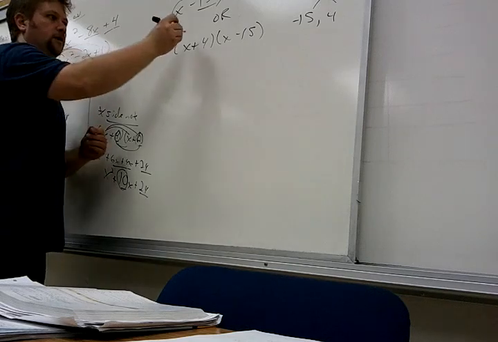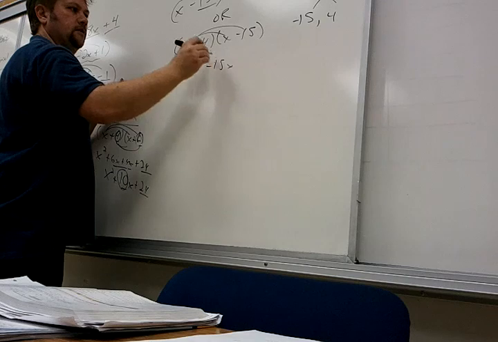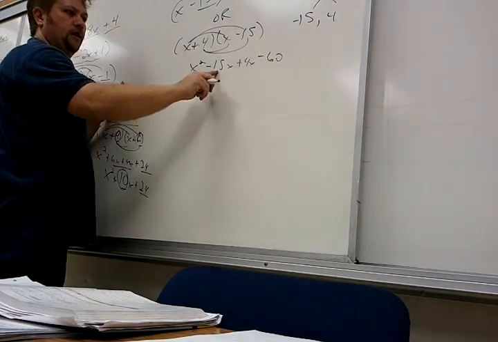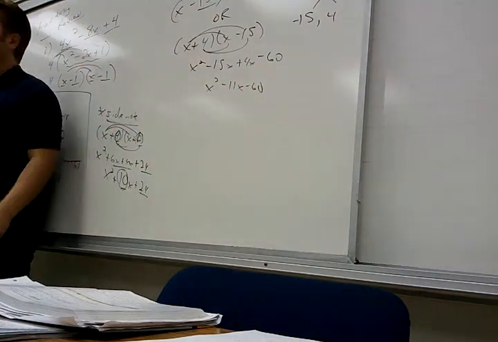And let's watch. What do you get when you multiply this out? X squared, minus 15x, plus 4x, minus 60. What's negative 15 plus 4? Negative 11x. Sweet, right? That's how I check.